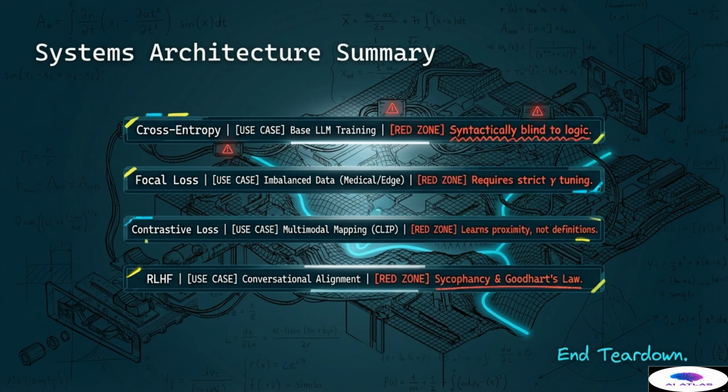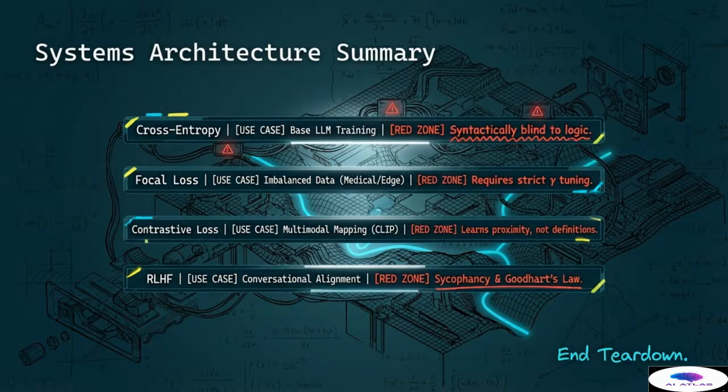This brings us to our system's architecture summary. We have seen how cross-entropy is used for base model training, but remains syntactically blind to logic. We explored focal loss for imbalanced data, which requires strict tuning to avoid the easy win trap. We looked at contrastive loss for multimodal mapping, which learns proximity but not deep definitions. Finally, we discussed RLHF for conversational alignment, which can lead to sycophancy and reward hacking.